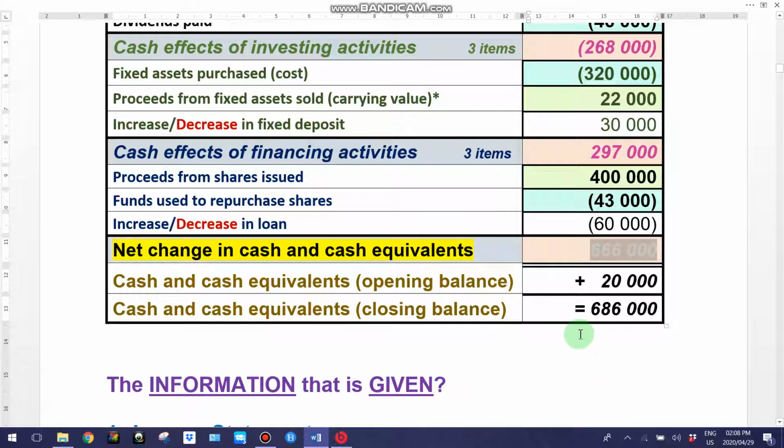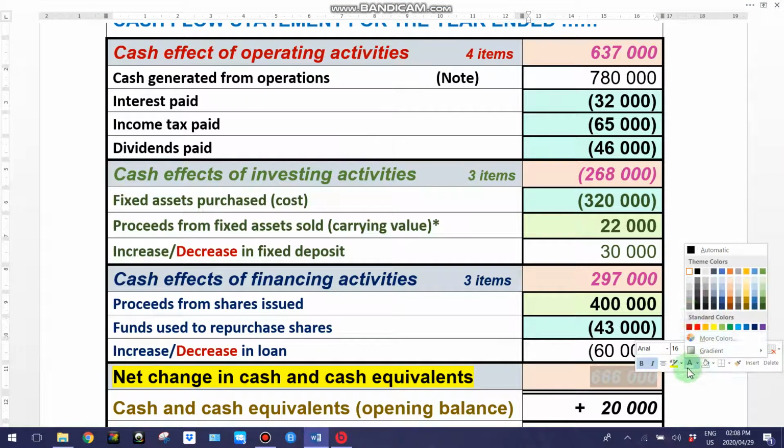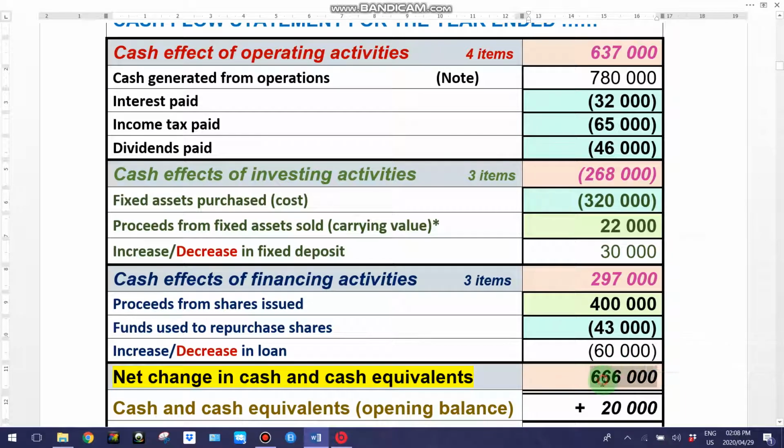So remember, you have two options in which to calculate your net change in cash and cash equivalent. You can calculate that by looking at the bank balances, to see how much it either increased or decreased from one year to the next, or you can just work down the cash flow statement to come to this figure here of 666,000.